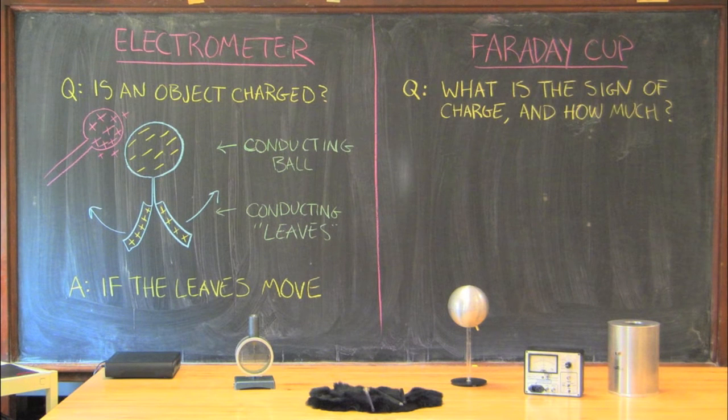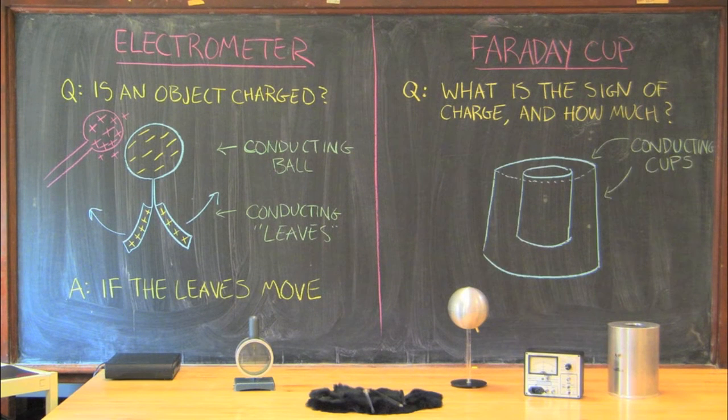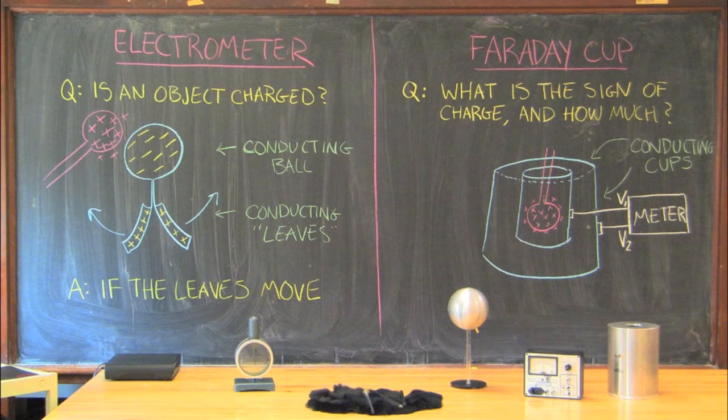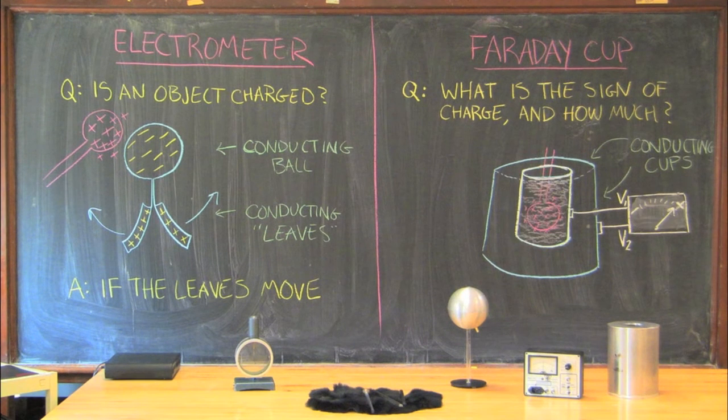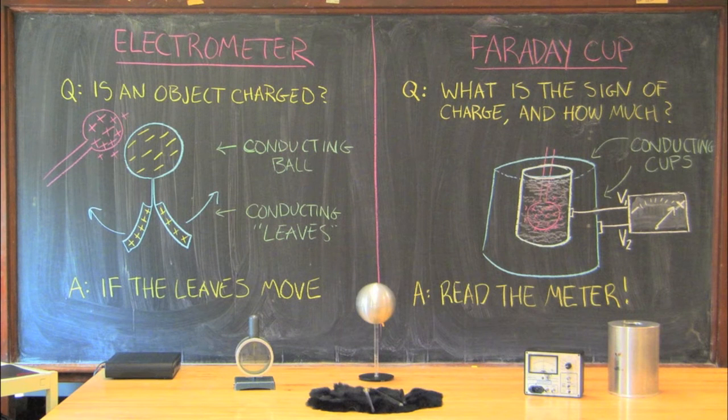The Faraday cup tells us not only that there is charge, but also what sign the charge is and how much of it there is. A Faraday cup is a conducting cup electrically isolated from a second, larger conducting cup around the first. A voltmeter measures the electric potential between the 2 cups. If you put a charged object inside but not touching the first cup, the charges will affect the electric potential of the inner cup relative to the outer cup, and you'll see a reading on the meter. A positive voltage means a positive charge was in the cup.